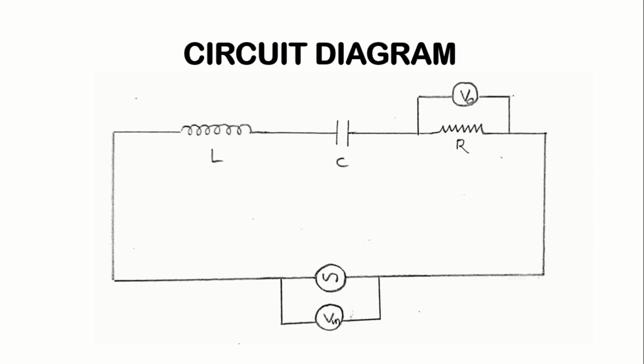Before going to the procedure of the experiment, let us go to the circuit diagram. In the circuit diagram, there are three main things: L, inductor, C, capacitor, and R, resistance. Parallel to the resistance R, one voltmeter is connected, and parallel to the source, one more voltmeter is connected. So now we have seen the circuit diagram. Now let's go to the procedure part of this experiment.